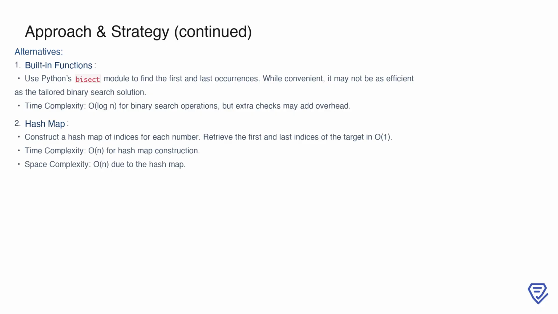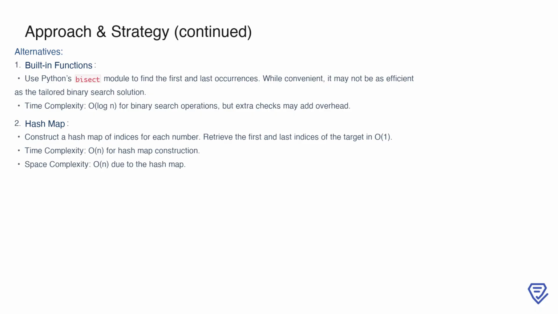In addition to the brute force and binary search methods, there are alternative strategies worth considering. One such alternative is the use of Python's bisect module. This built-in functionality allows us to locate the first and last occurrences of the target efficiently. However, while convenient, it may introduce some overhead compared to a customized binary search solution.